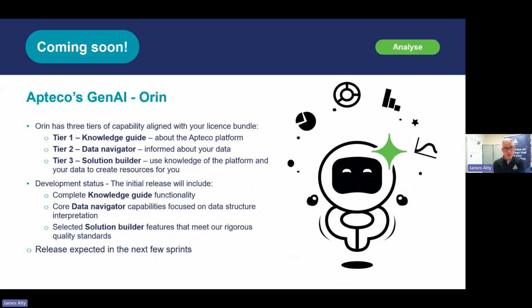And we are also only a few sprints away now from releasing Orin, the knowledge guide, data navigator, and solution building assistant that will be at your elbow in the Apteco platform, able to help you use knowledge about MarTech, knowledge about the Apteco platform, knowledge about your data, and the ability to deliver solutions for you through a conversational interface.